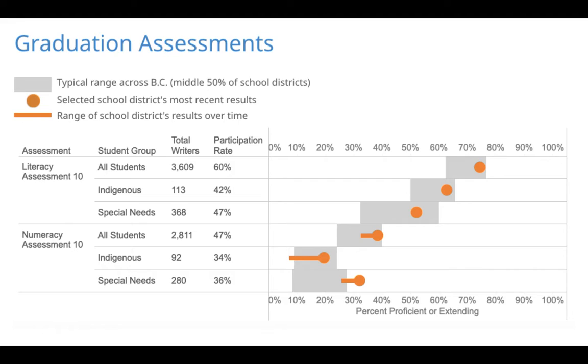One thing I'm curious about is the numeracy assessment here. You have all students, Indigenous students, and students with special needs, and on the x-axis is the percent proficient or extending. As you can see, roughly, Indigenous students have a lower percentage achieving proficient or extending compared to, say, those with special needs.